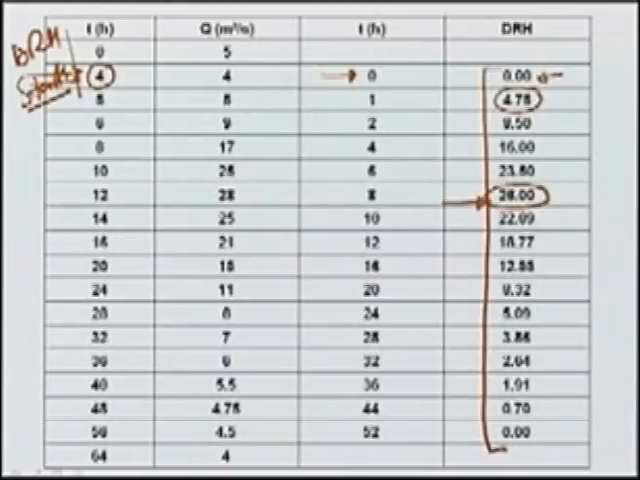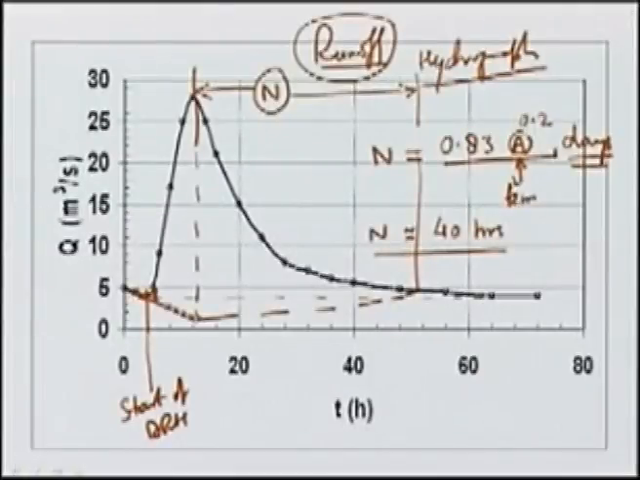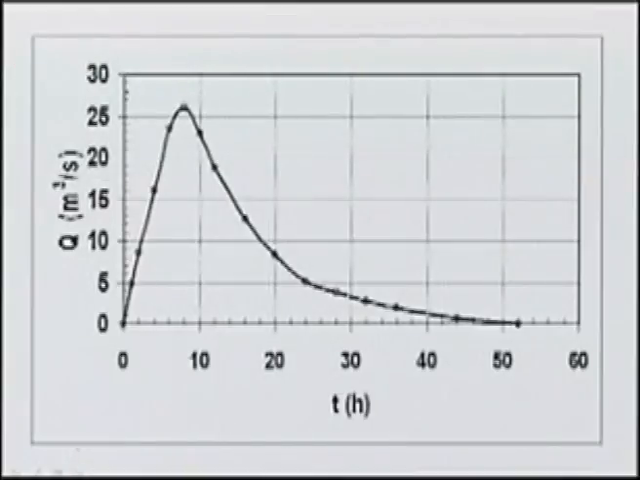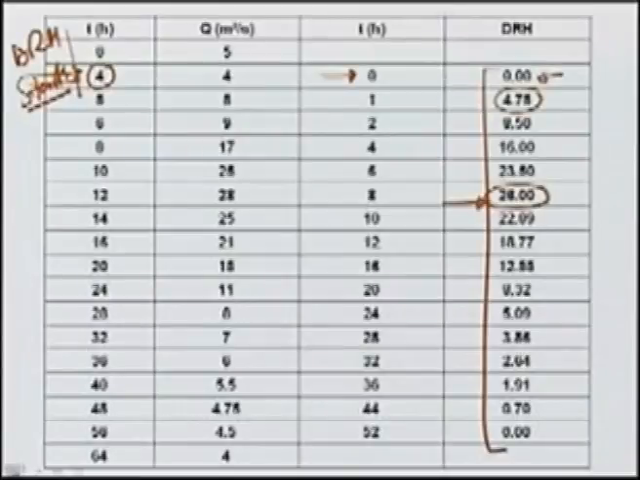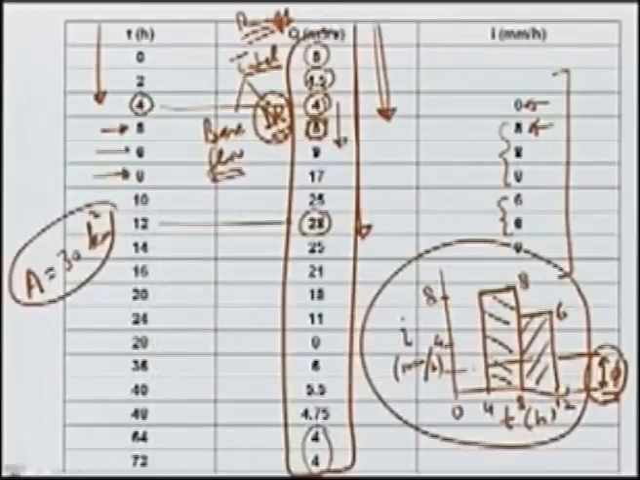and we can see that the maximum total discharge in this case is 26, which is 28 minus this 2. So, in this way we can obtain the DRH and plot it, and this figure shows the DRH. This DRH is because of a rainfall, which is given by two 4 hour rains of intensity 8 millimeter per hour and 6 millimeter per hour.